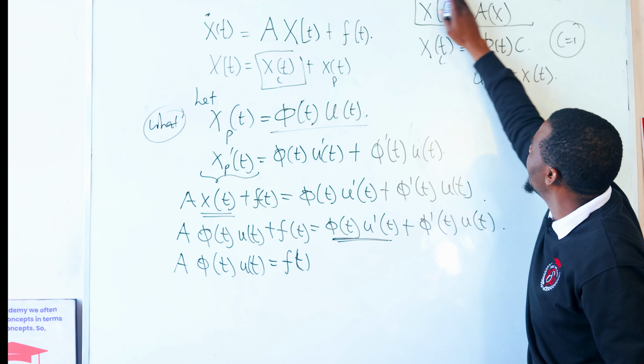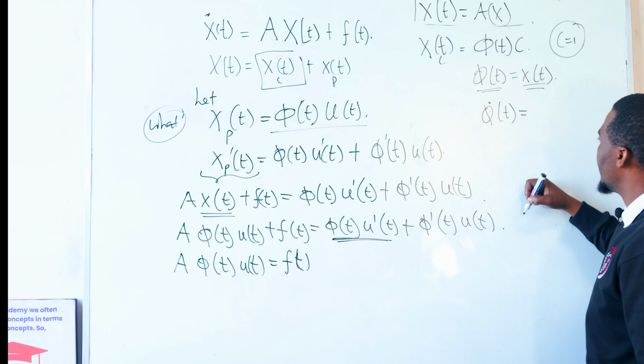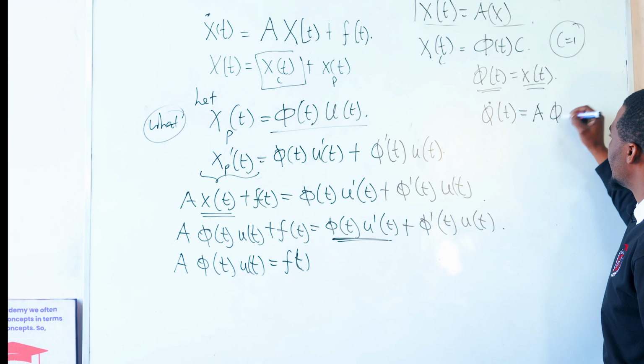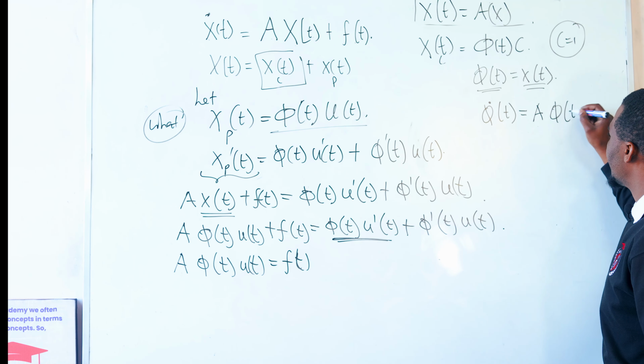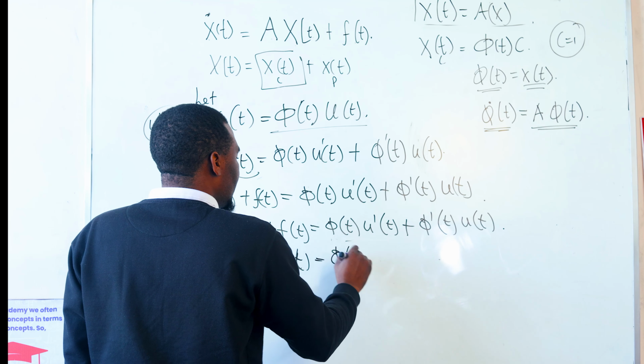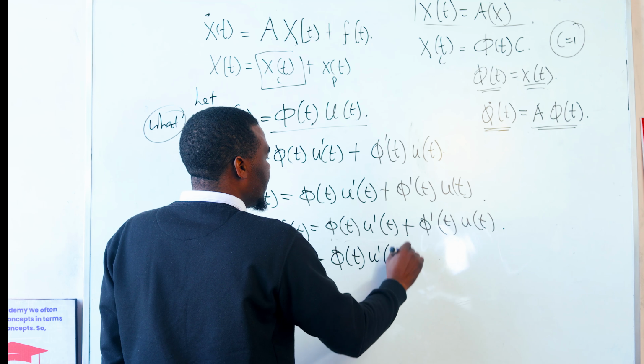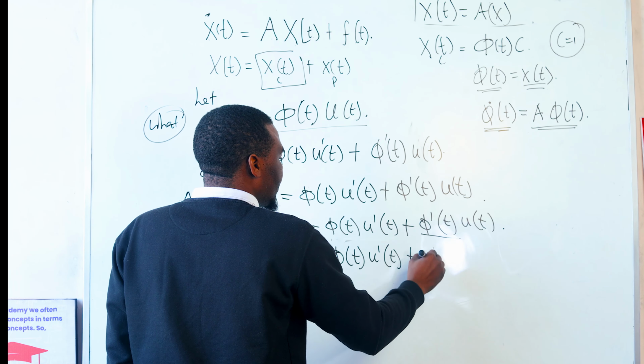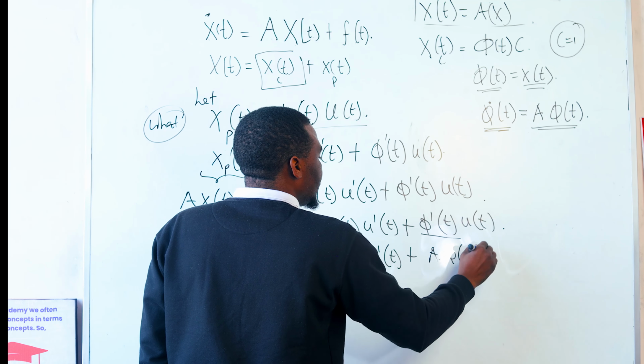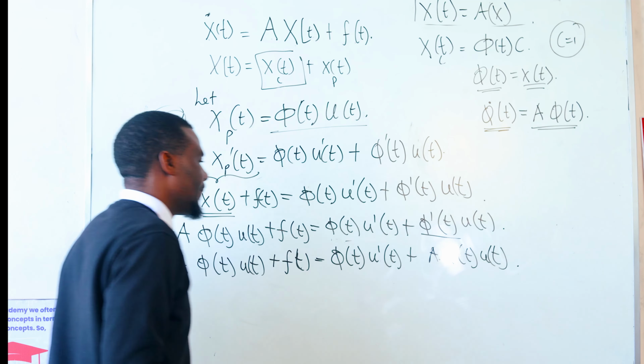So if x of t is phi of t, then what can we conclude? We can also conclude that the derivative of phi of t is also equivalent to a times phi of t, right? So where there is a derivative of phi of t, I can replace it with a times phi of t. So this one, for the meantime, I can keep as it is. So there was a plus here, so this will keep us phi of t times u prime of t, plus where there is phi of t, I can replace with a times phi of t times u of t.